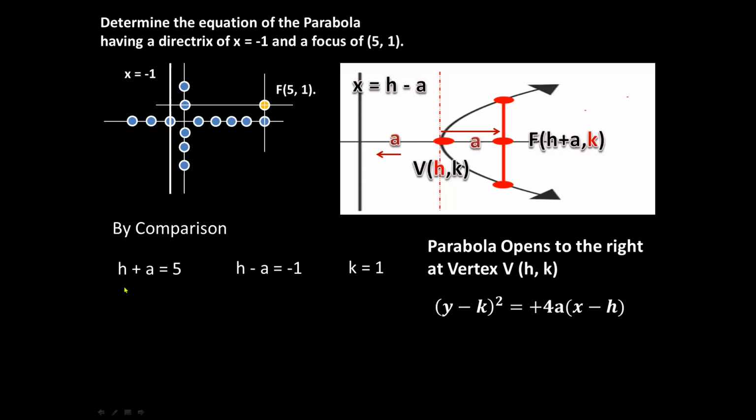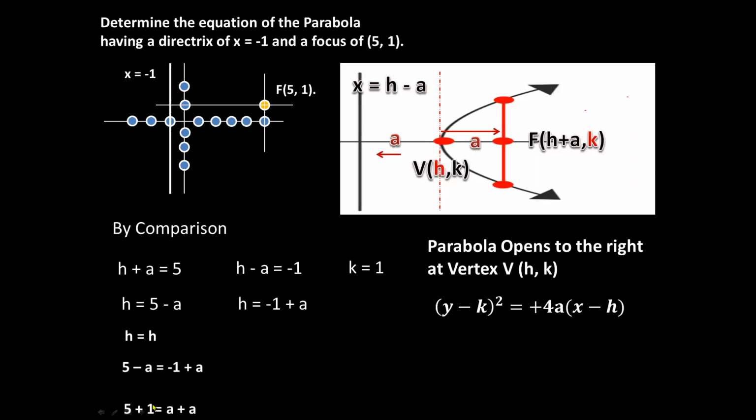Balik algebra tayo. Sa H plus A, hahanapin ko ang H dito. H is equal to 5 minus A. Dito naman, hahanapin ko ang value ng H. H equals negative 1 plus A. Then what will I do next? Equate the two H. Ang H dito at ang H sa other one, equate lang natin. 5 minus A is equal to negative 1 plus A.